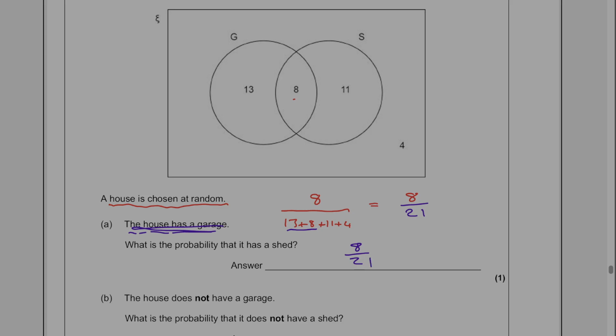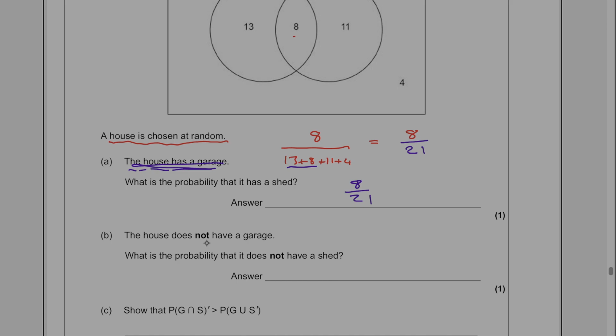Let's see what the question says. Let's have a look. No, they've gone for 21. So yeah, I don't know the wording of the question, but they've gone for 8 out of 21.